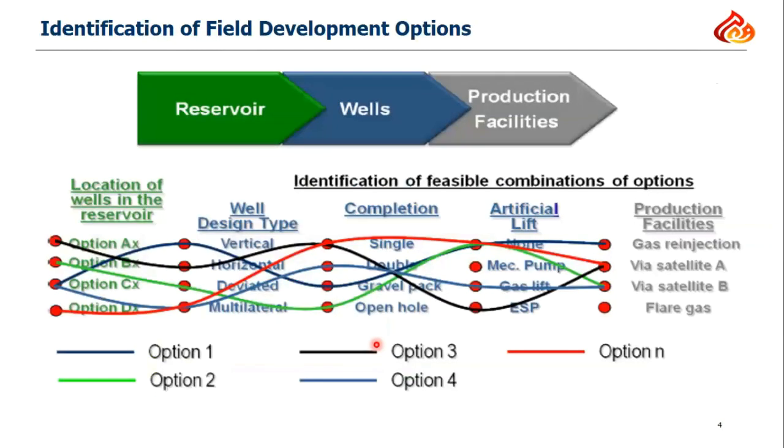So shall we choose our development plan from various options? We have a lot of options. First, the location of the wells: where should I place my wells? Which design should I select for my well? Vertical, horizontal, multilateral, deviated, and so on. Completion will be single, double, gravel pack or not. Artificial lift: shall I use artificial lift or not? Production facility: shall I use water flooding, or natural depletion only, and so on.